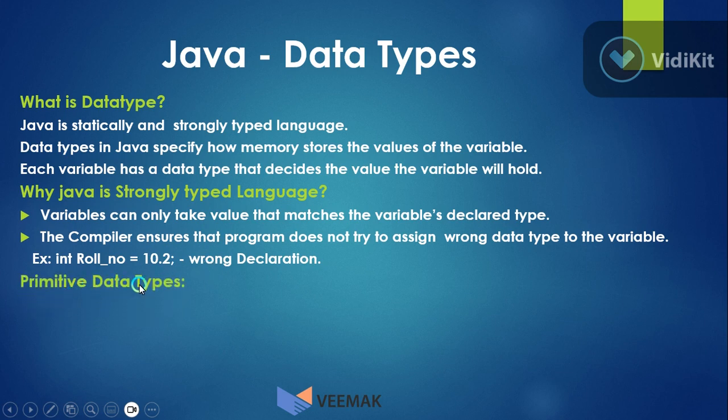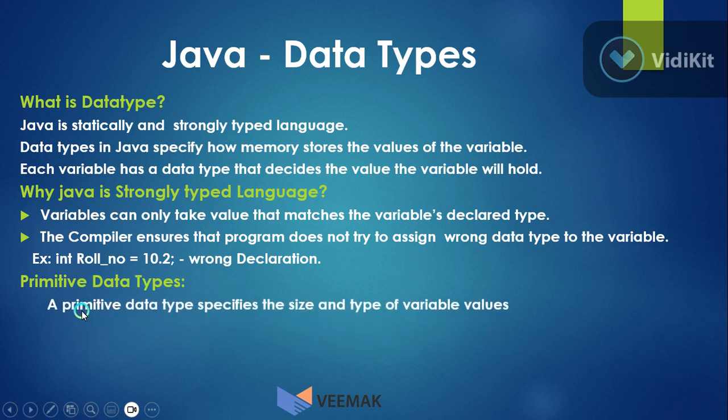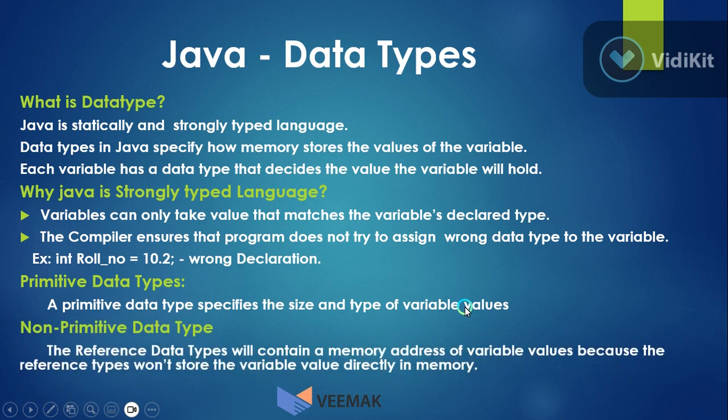Primitive data types. A primitive data type specifies the size and the type of variable values. The non-primitive data type can be called a reference data type. The reference data types contain a memory address of variable values, because the reference types won't store the variable value directly in memory.